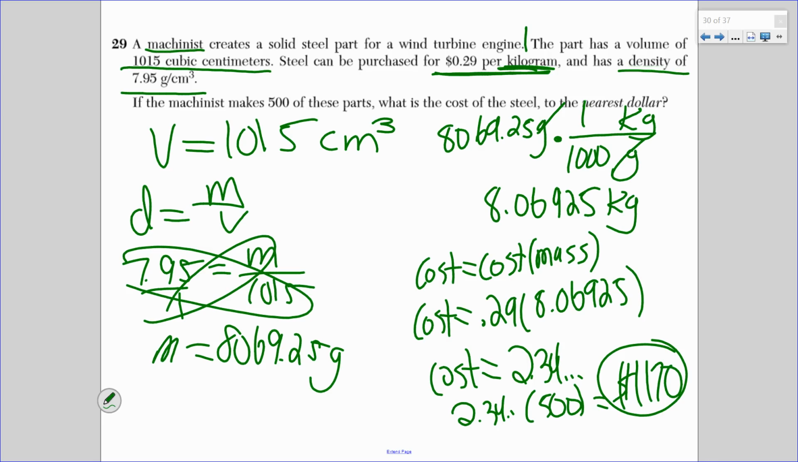I feel like they took the easiest part of these questions, find the volume, and they left the more difficult parts, the conversions and the density and the cost, but just take a look at each piece and just roll with it.